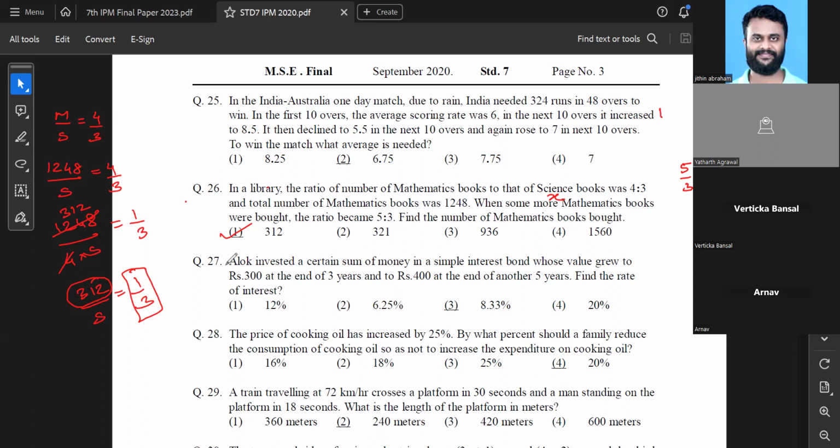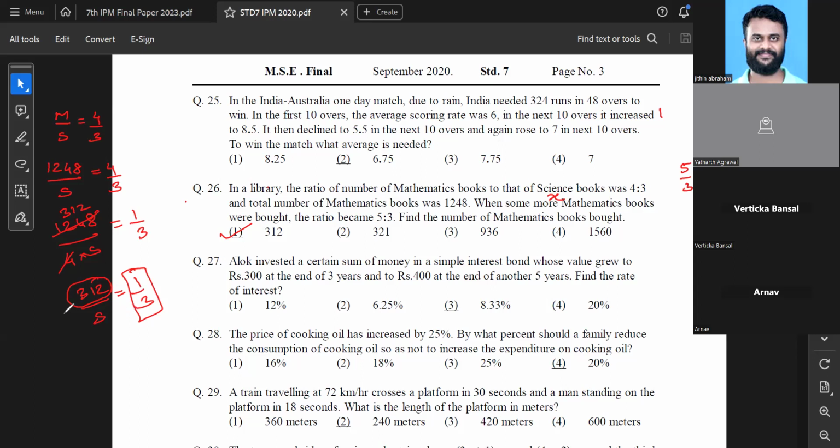Sir, another option is we directly divide 1248 by 4, because that will give us the value of x. Absolutely. Sir, that is another method through which we might be able to solve this one. Yes, sure.